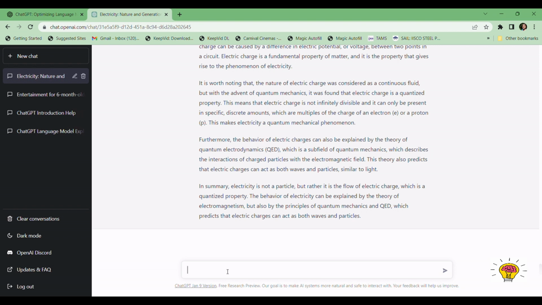In summary, electricity is not a particle, but rather it is the flow of electric charge, which is a quantized property. An electric charge acts like a wave and also like a particle, so electric charge is also dual.